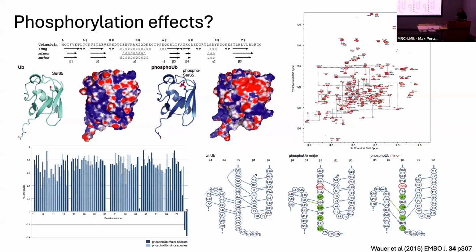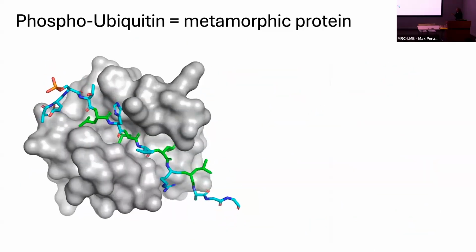Then we could use another NMR experiment. This is a long-range HNCO experiment to analyze the hydrogen bonding network in the system. And we were able to see that, as we move from the crystal structure, the major form has the same hydrogen bonding pattern as wild type ubiquitin, but the minor species has a different hydrogen bonding pattern. This is shifted by 2 residues, which means that the C terminus has been retracted into the core of the protein.